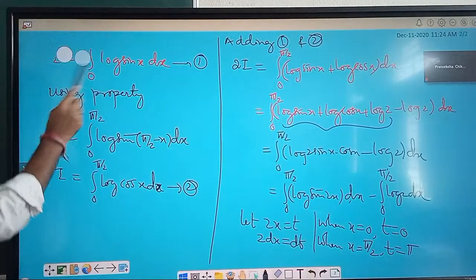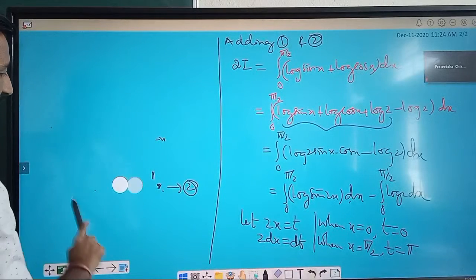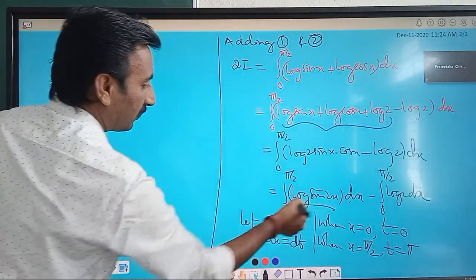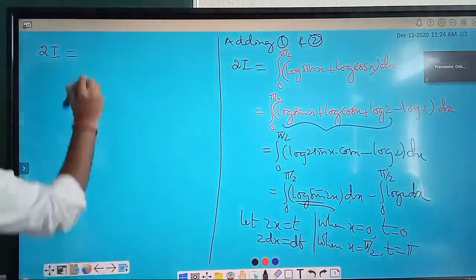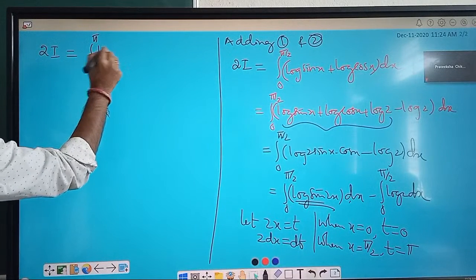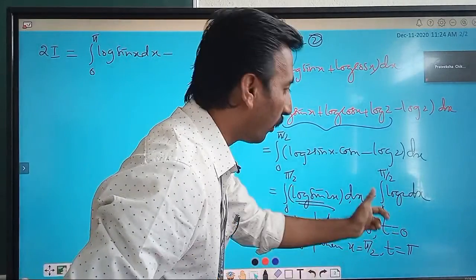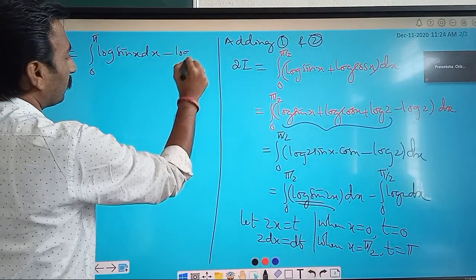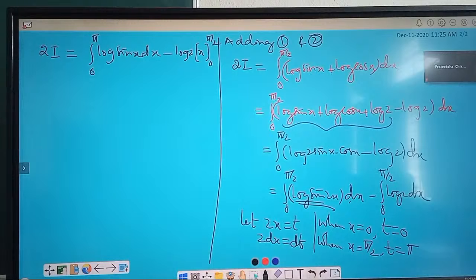So now I just remove this part. Once again I continue this here. Once again, the new part looks like this. 2I equals integration from 0 to pi of log of sin x dx minus, if I take log 2 outside, what is the integration of 1? x. So you get log 2 times x from 0 to pi by 2. Correct? So sin t. Sorry.